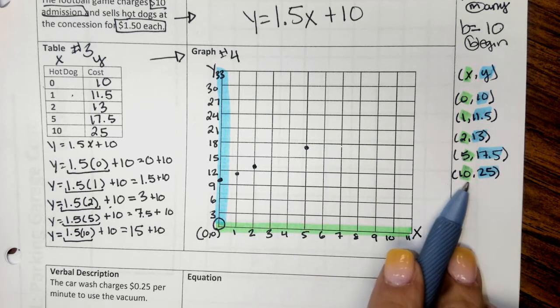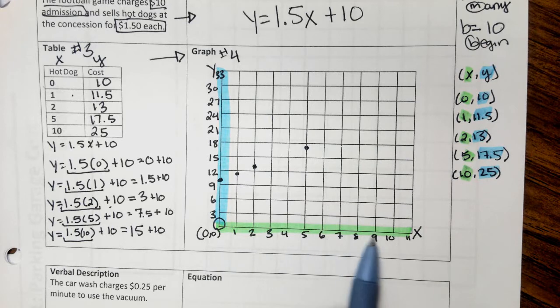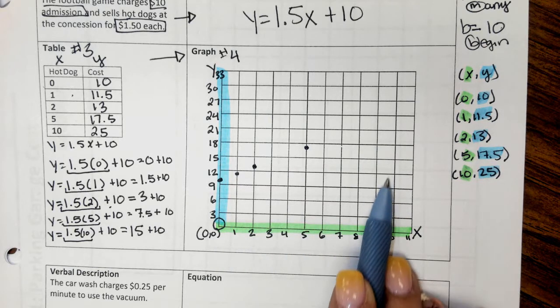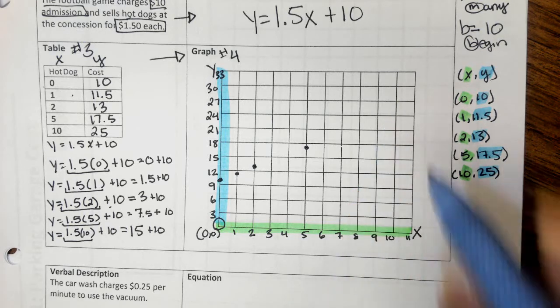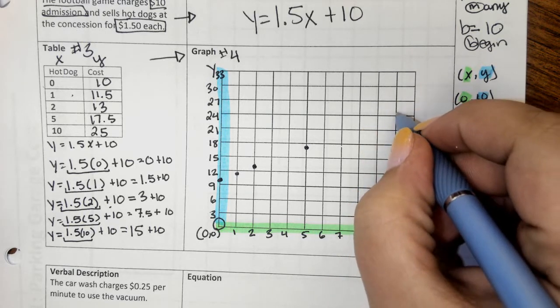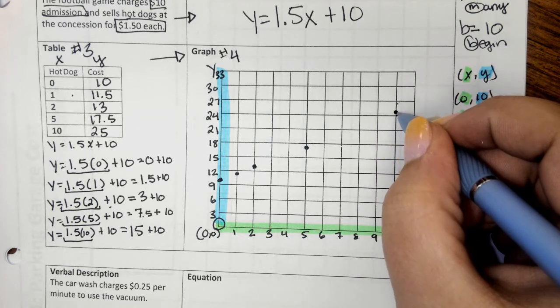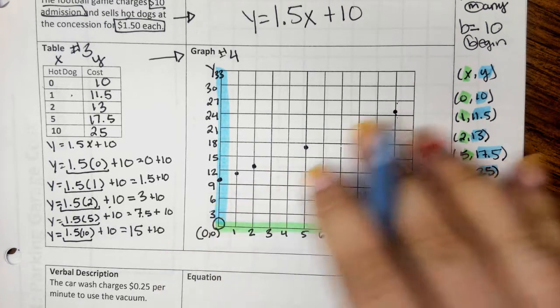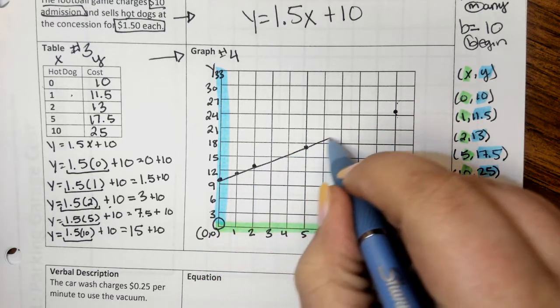The last ordered pair is 10, 25. The green number is 10, and the blue number is 25, which is between 24 and 27, but it is closer to the 24. Now that I have all my points plotted, we can just connect them with a straight line.